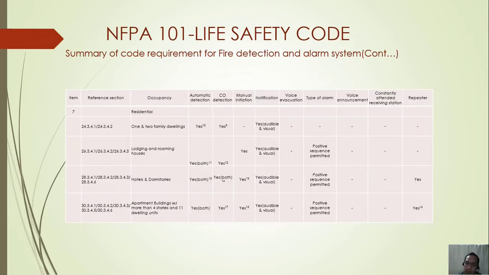But in hotels and dormitories and apartments more than 4 stories, there is an additional requirement here where it says repeater is required. So you have to have a repeater somewhere in the building. Most of the time, this repeater can be found at the main entrance of the building. And the fire alarm control panels are located somewhere in the building, like in electrical rooms, or if there are security offices, it can be located there also. But at the same time, there should also be a repeater. This repeater will be located at the main entrance most of the time.